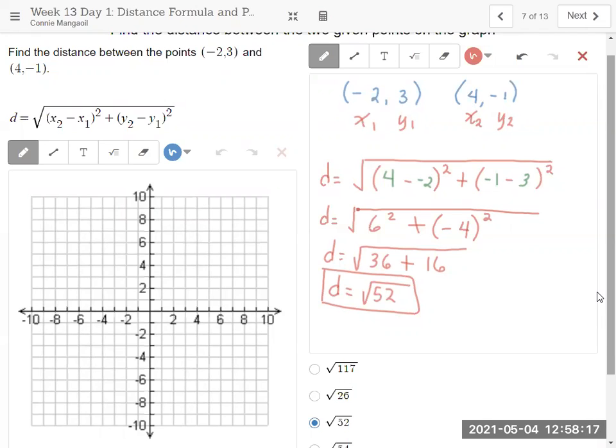So let's plot these 2 points. The first point is negative 2, positive 3. Remember, the first number is your x. So negative 2, positive 3 is right at that position. And the second point is positive 4, negative 1. So x is positive 4, y is negative 1. We want to find the distance between these 2 points.